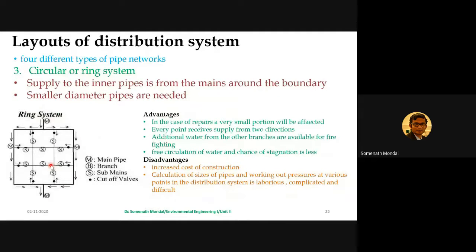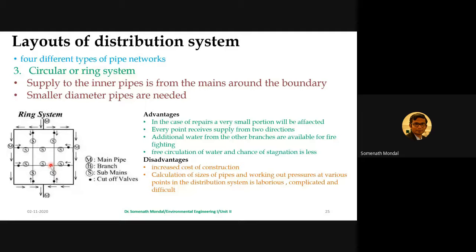So now we'll be talking about the ring system or circular system. From the name itself, you should be able to get a view of how this system would look. In this case, our main pipe is surrounding all the branches and submains, and that has been depicted in the figure given in this slide. This system is also called a circular system, and in this system a closed ring, either circular or rectangular depending upon different aspects, can be chosen. This closed ring acts as the main pipe, and is formed around the area to be served.